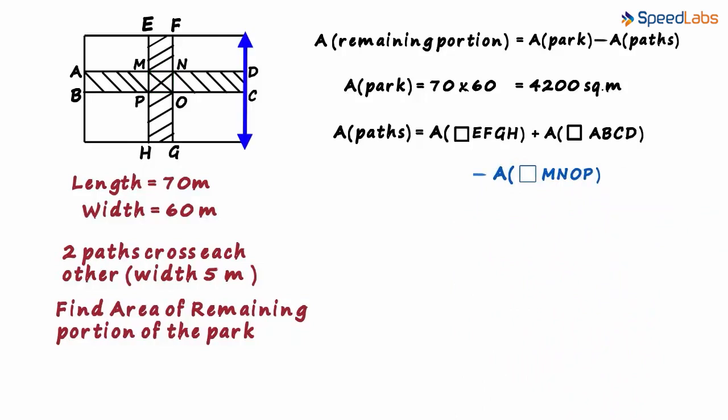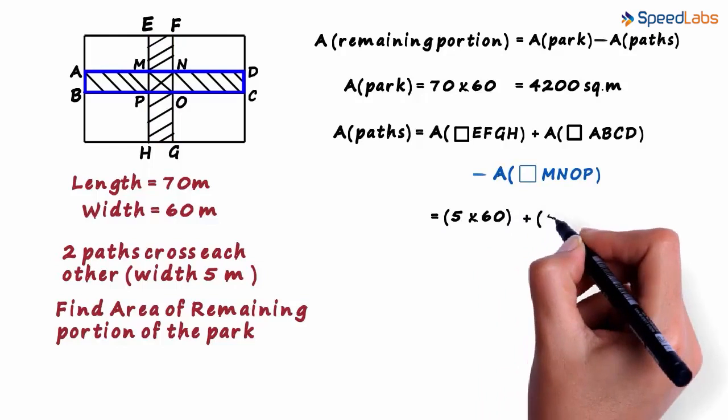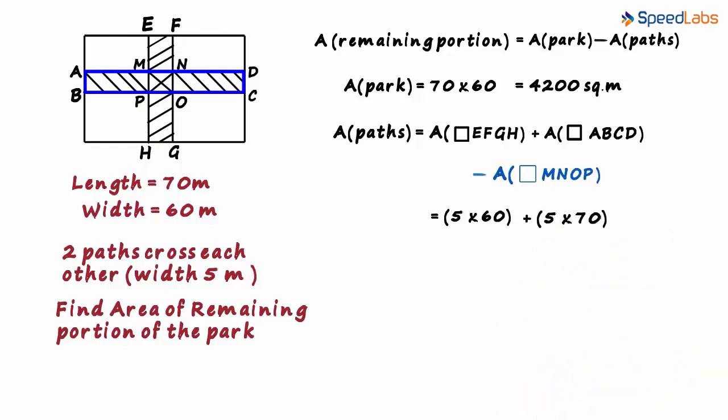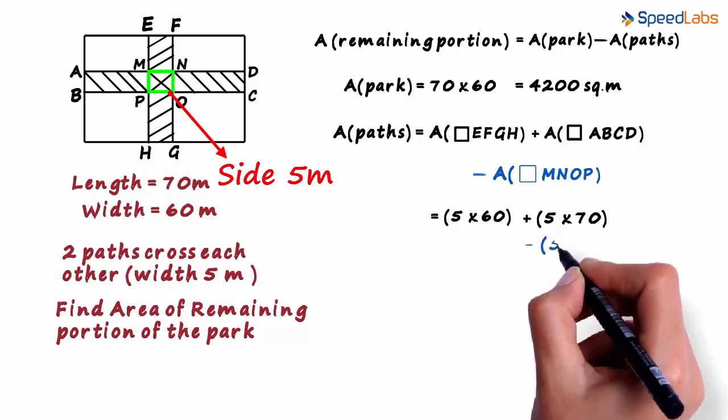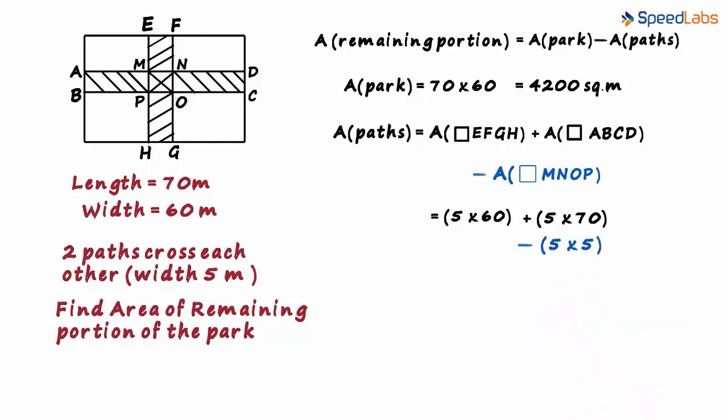Since the width of the rectangle is 60 meters and the width of the path is 5 meters, area of rectangle EFGH will be 5 multiplied by 60. Similarly, area of rectangle ABCD is equal to 5 multiplied by 70. Since the widths of the paths are the same, the intersecting region is a square of side 5 meters. So we subtract 5 times 5 from the area of the paths. This 5 times 5 is the area of the intersection of the paths.